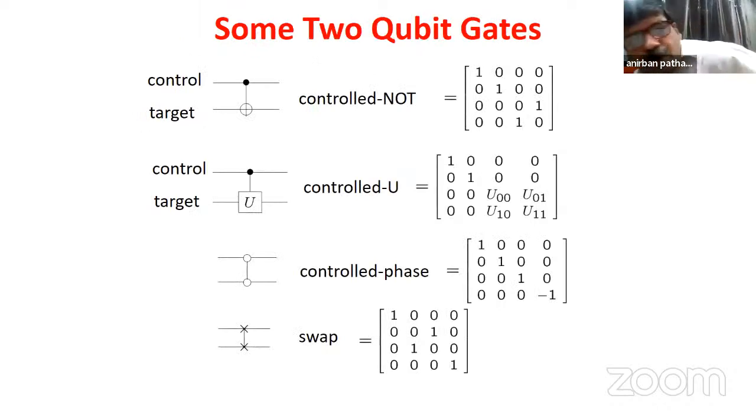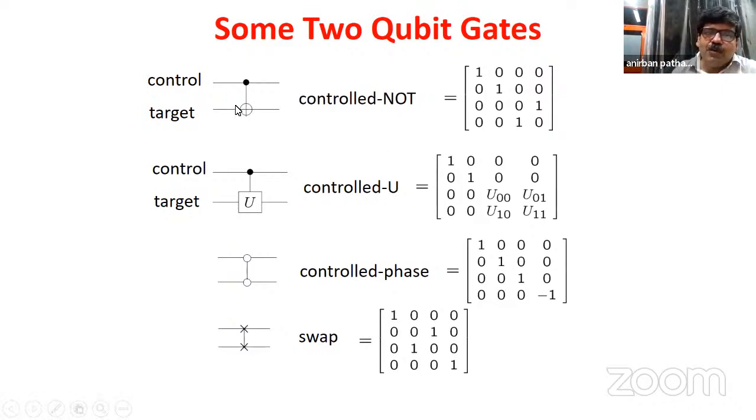Then there is a very important gate. It's called the CNOT gate. So the controlled-NOT gate takes 0,0. This is a 2-qubit gate. It takes 0,0 to 0,0, 0,1 to 0,1. Whenever the first qubit, or the control, is 1, then the target is flipped.